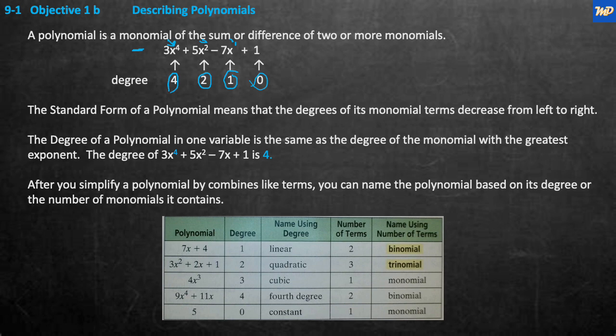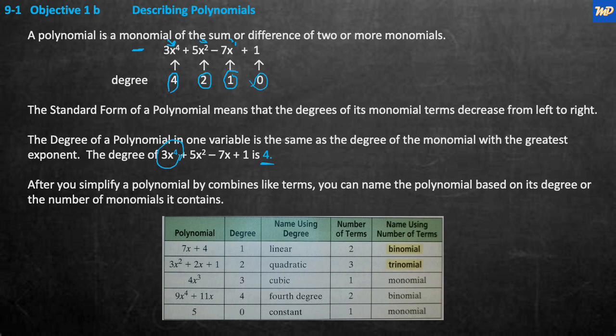The degree of a polynomial in one variable is the same as the degree of the monomial with its greatest exponent. So the degree of 3x to the fourth plus 5x squared minus 7x plus 1 is 4, because the highest exponent in this polynomial is 4. This is a fourth degree polynomial.